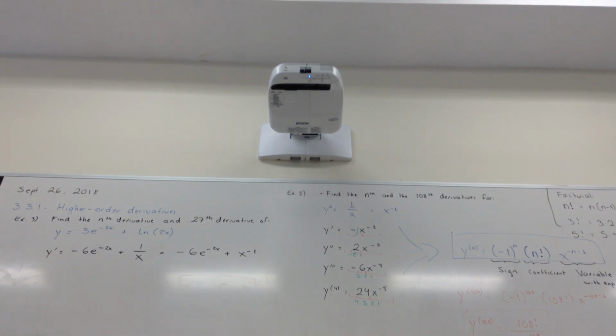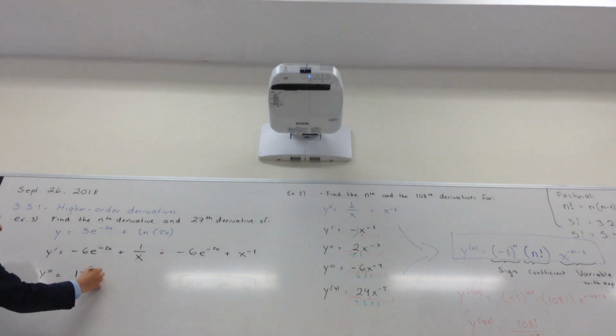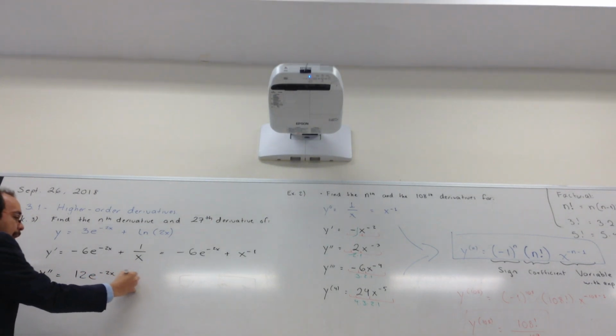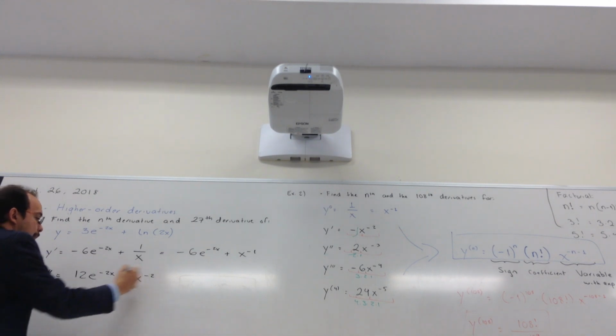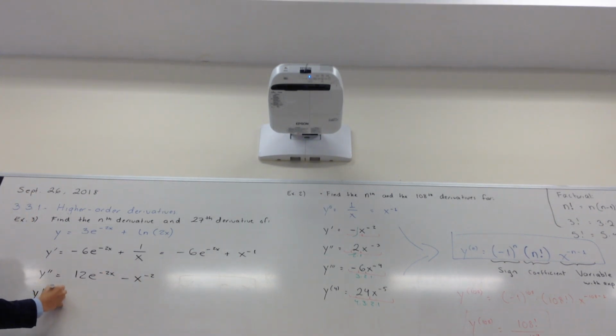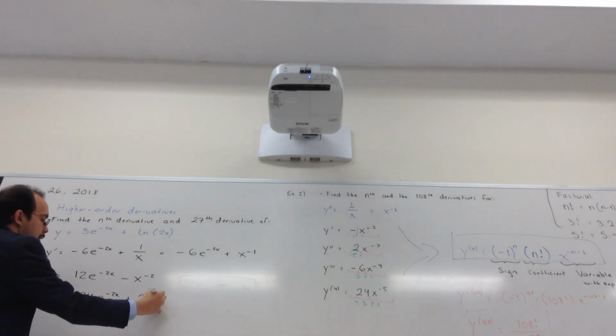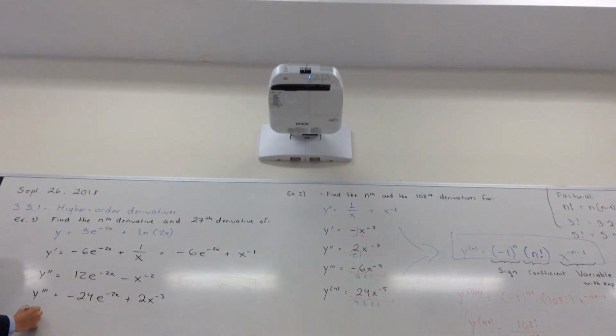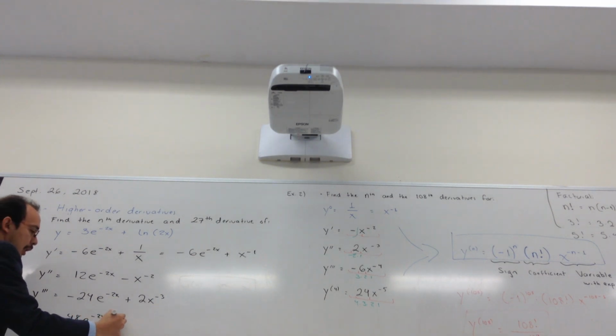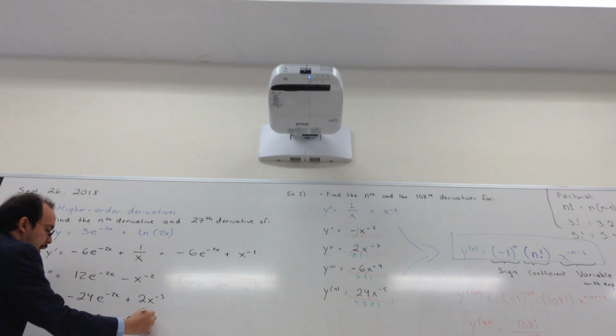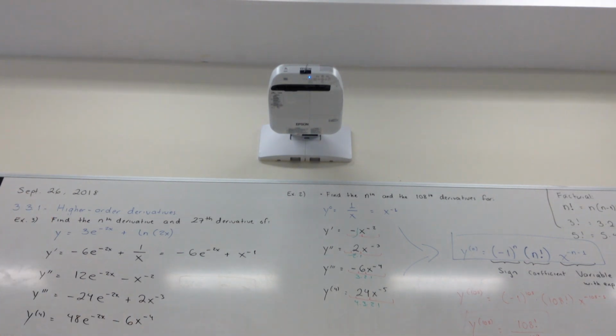Okay. Second derivative: 12 e to the minus 2x minus x to the minus 2. Third derivative: minus 24 e to the minus 2x plus 2x to the minus 3. Fourth derivative: 48 e to the minus 2x minus 6x to the minus 4. Okay, that's the fourth derivative.